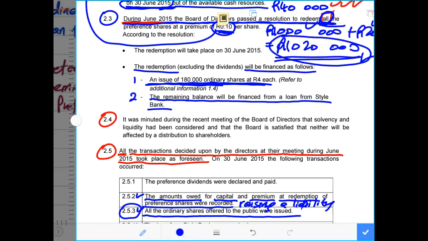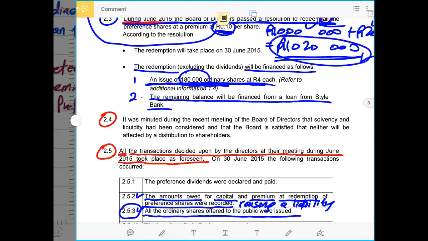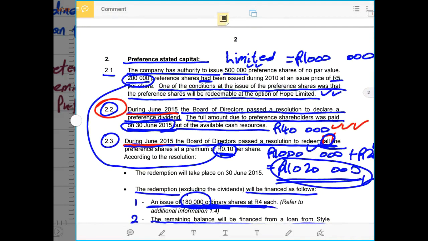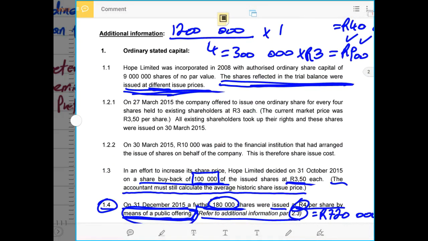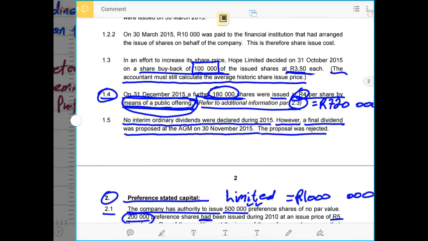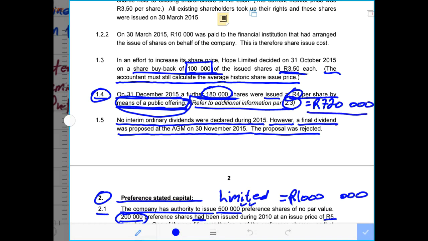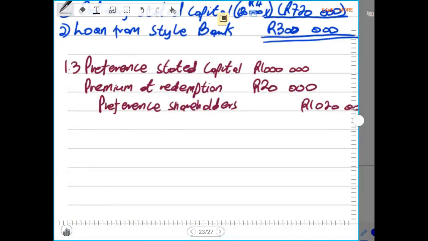Therefore, there was an instruction from the board of directors to issue 120,000 ordinary shares. Take note, ordinary shares at 4 rand to the public. That is why the 120,000 appears under preference entries, because this is preference number 2, and it also appears under ordinary because we issued ordinary shares in order to finance the redemption of preference shares. We know that 180,000 times 4 gave us 720,000 rand. We have calculated that already. So now we just have to record the journal entry.